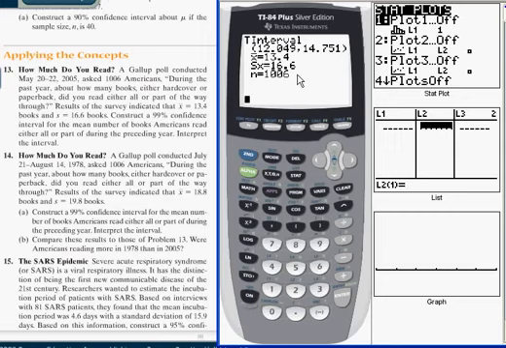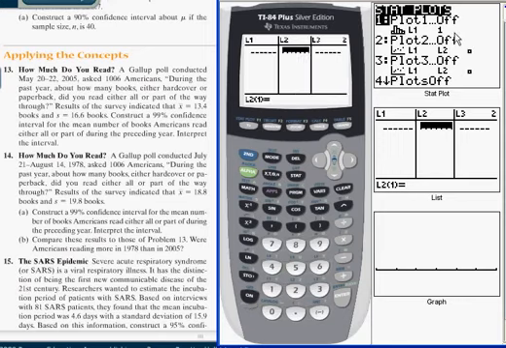Now the next example I want to do concerns being given a set of raw data and using the same function. So let me go back. What I'm going to do is go into the list window, and I'm going to put my raw data in for whatever problem I choose to do.